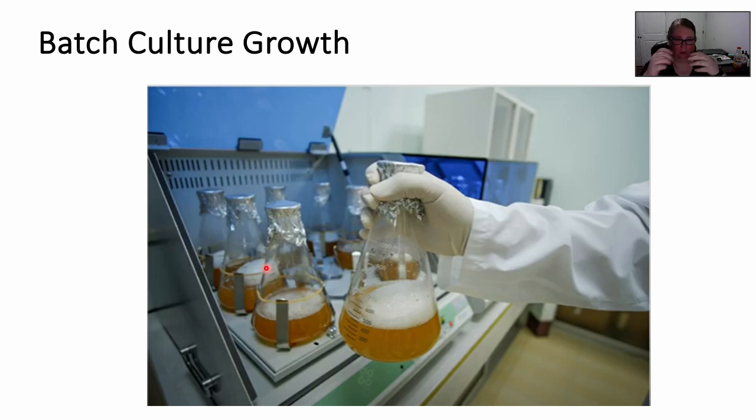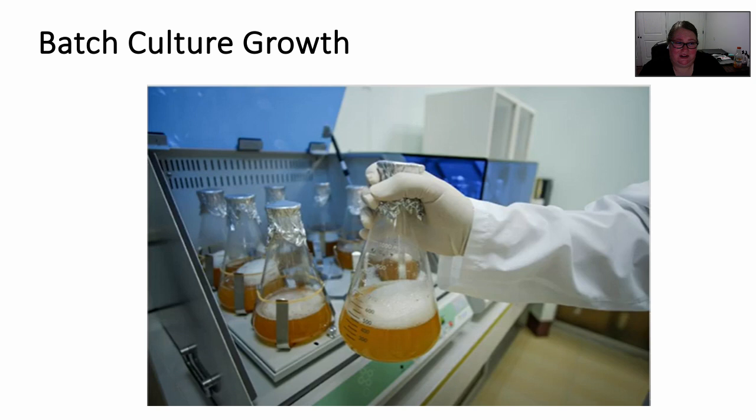It literally rocks back and forth and shakes the flask. So what's happening is the broth is constantly rotating, which is constantly moving the bacteria and constantly stirring up the nutrients. So it allows for more even growth in the flask. Okay, so we can use a batch culture to look at how bacteria grow in culture.